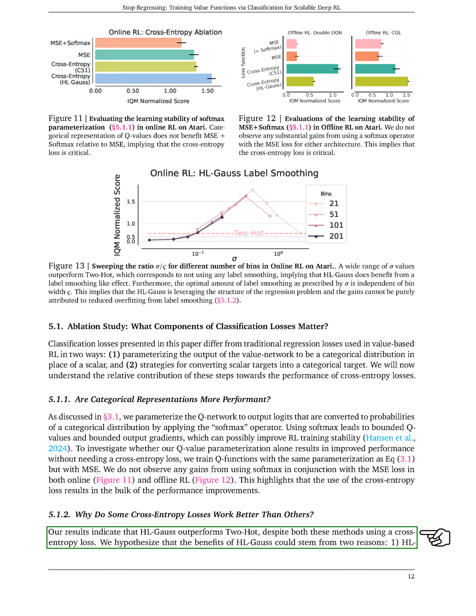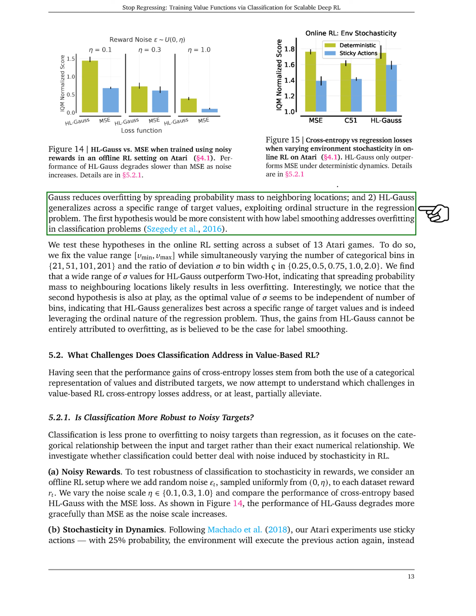Furthermore, our results indicate that HL Gauss outperforms 2-hot, despite both methods utilizing a cross-entropy loss. We hypothesize that HL Gauss's advantages may stem from two factors: its ability to reduce overfitting by distributing probability mass to neighboring locations, and its capacity to generalize across a specific range of target values by exploiting the ordinal structure in the regression problem. Our experiments in the online RL setting across a subset of 13 Atari games supported these hypotheses.